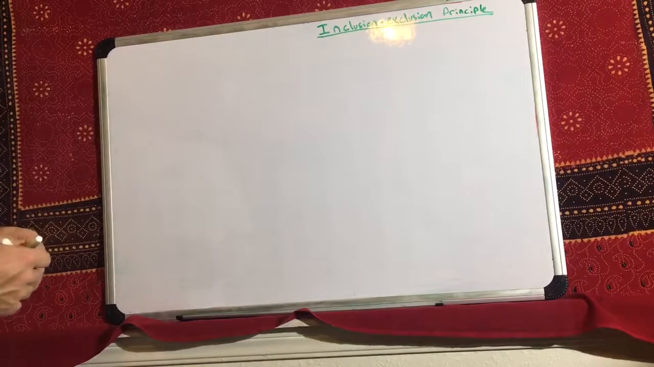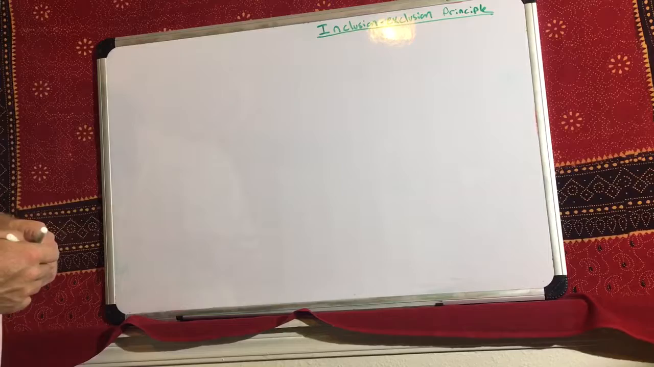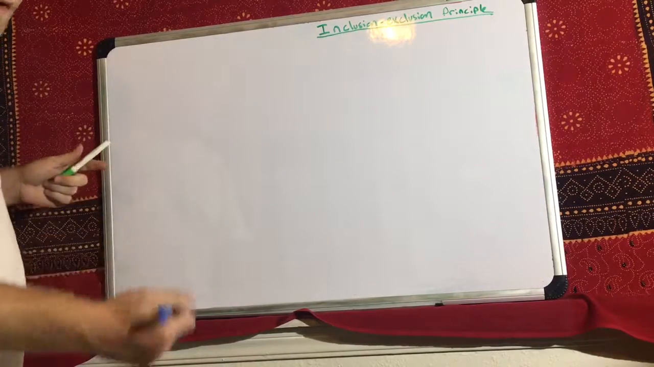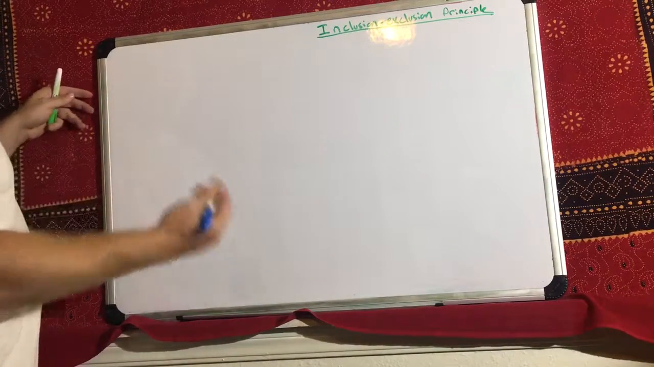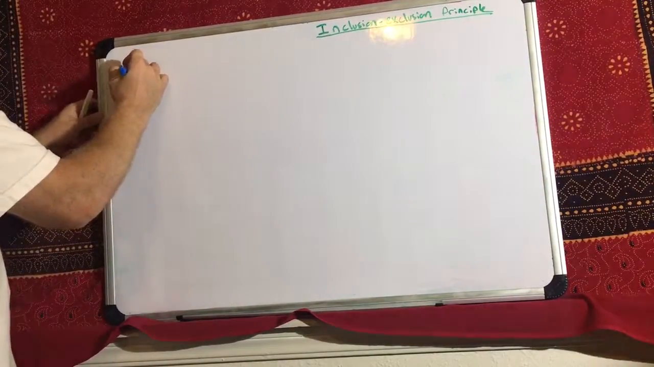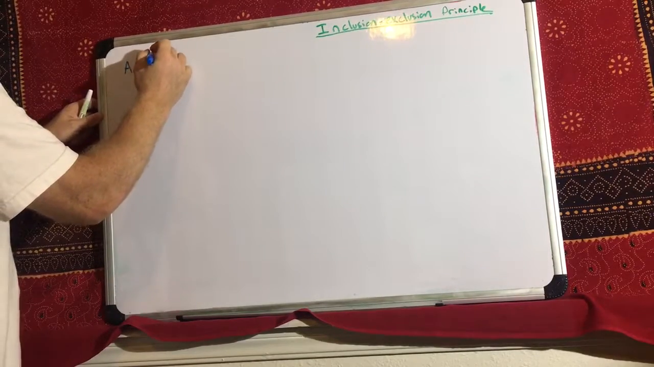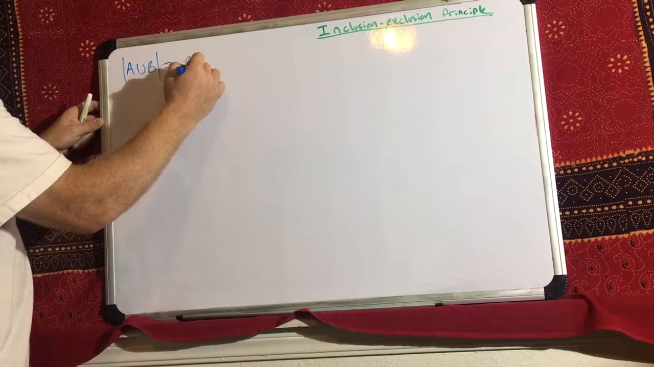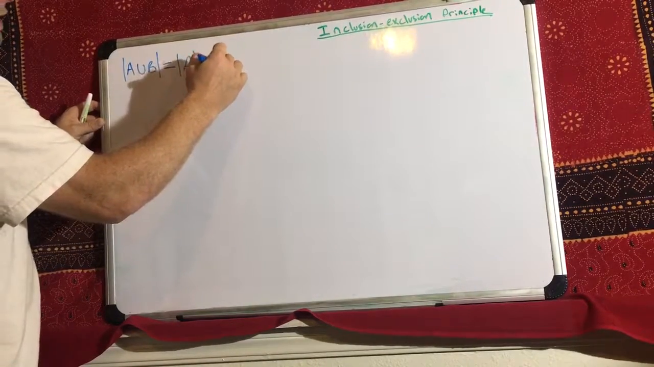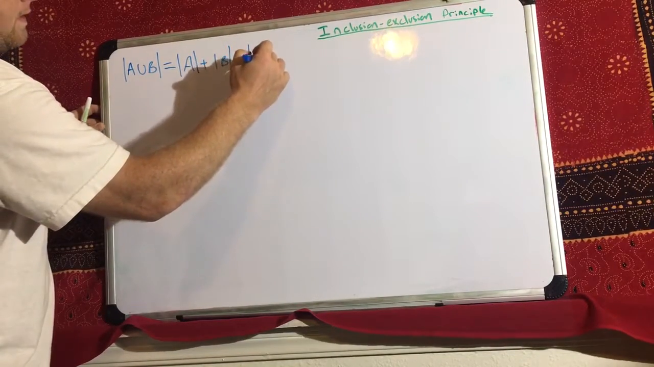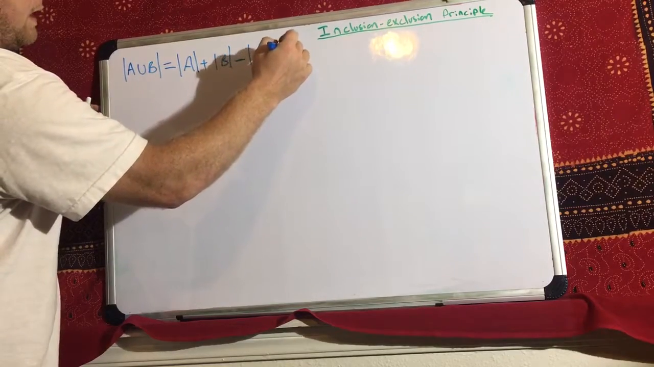This is called the Inclusion Exclusion Principle in set theory. I wanted to explain it pictorially because a lot of books show it as just the formula, and it can be a little bit confusing as to why things work the way they do. The Inclusion Exclusion Principle states that the cardinality of A union B equals the cardinality of A plus the cardinality of B, subtract the cardinality of A intersect B.